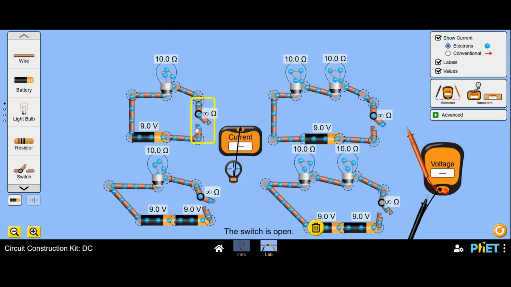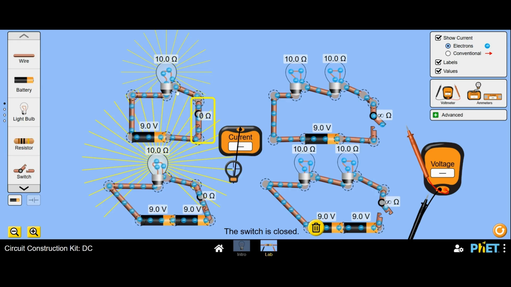Now, let's see what will happen if we add more batteries to the circuit. Here we have two batteries and one light bulb. Observe the brightness. This is the brightness of the light bulb with two batteries, and this is the brightness of the light bulb with only one battery. Let's see how much the current in the circuit will be. If you notice, now it's 1.80 amps because we have two batteries connected to the circuit.